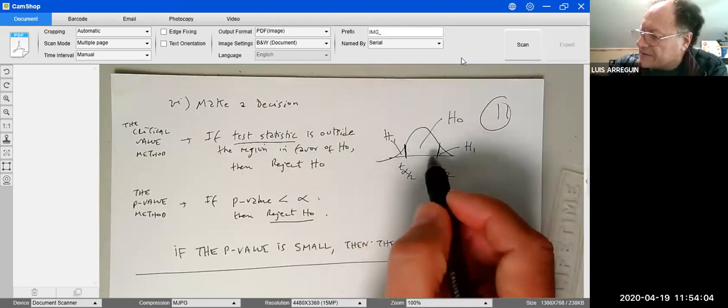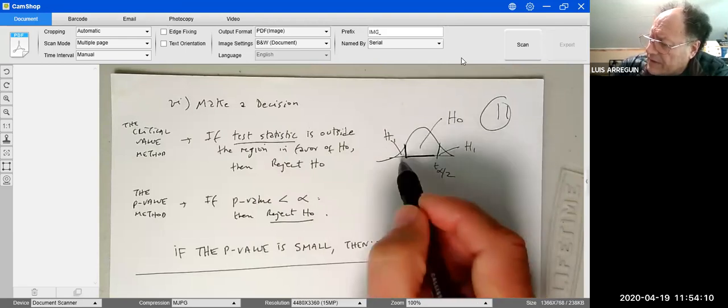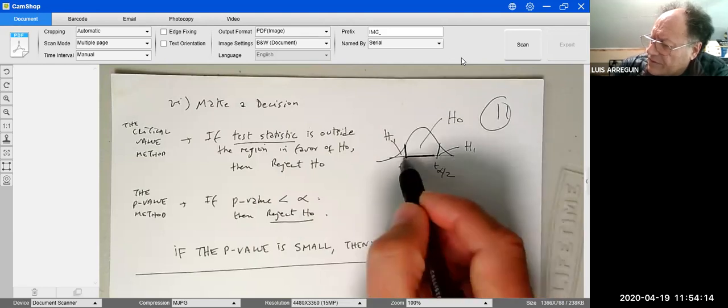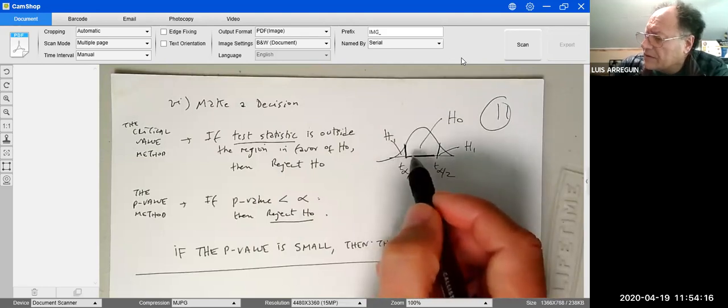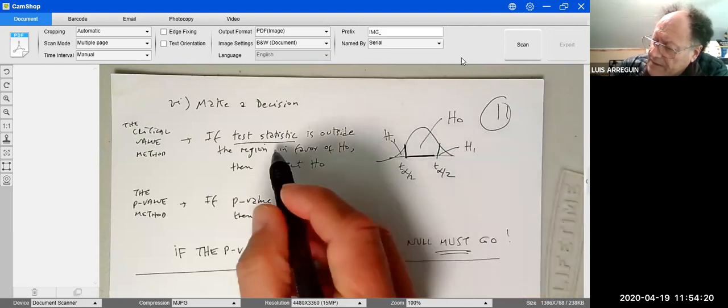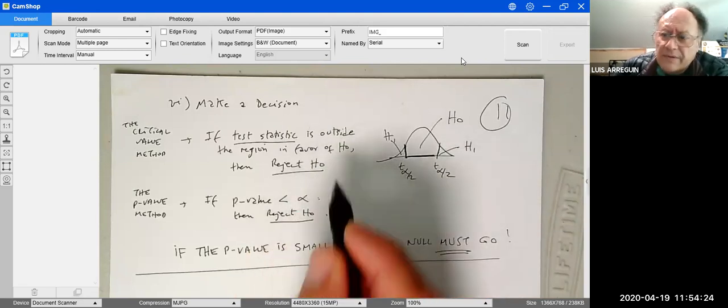If your value is between this interval, in this region, then you are in favor of the null. If the value is outside of this region, either here or here, you're going to be in favor of the alternative. So when the test statistic is outside, then you reject the null.